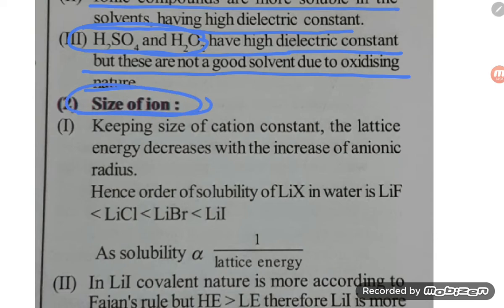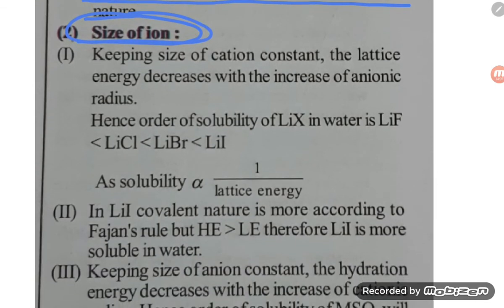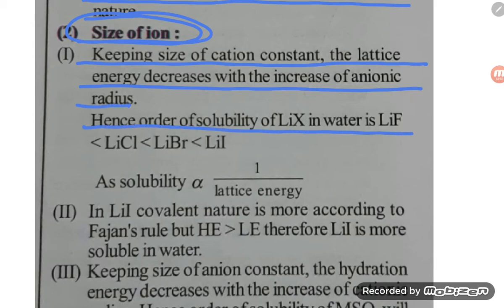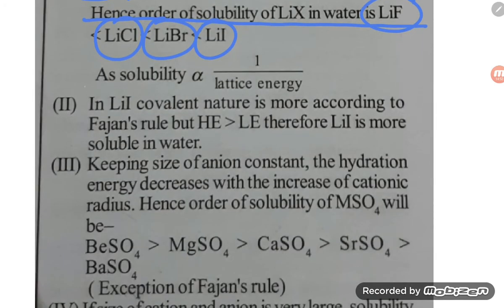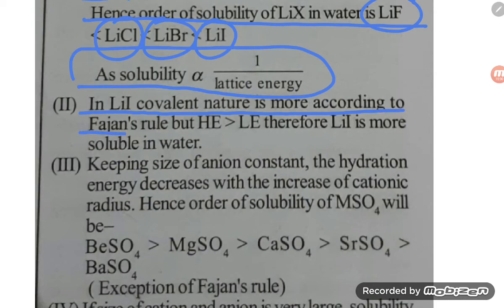Size of ion: keeping the size of cation constant, the lattice energy decreases with the increase of ionic radius. Hence, the order of solubility of LiX in water is LiF, LiCl, LiBr and LiI, as solubility is proportional to 1 by lattice energy. In LiI, covalent nature is more according to Fajan's rule, but hydration enthalpy is greater than lattice enthalpy. So LiI is more soluble in water.